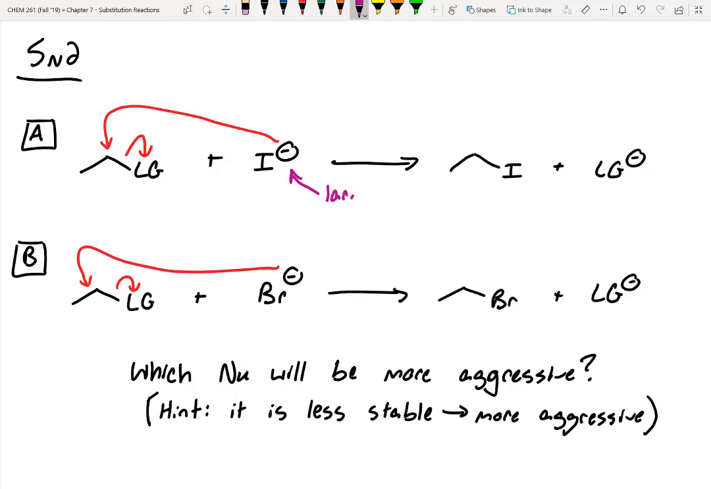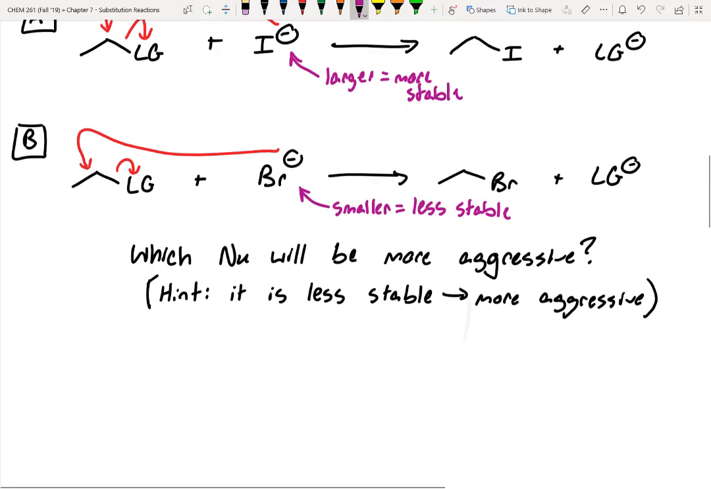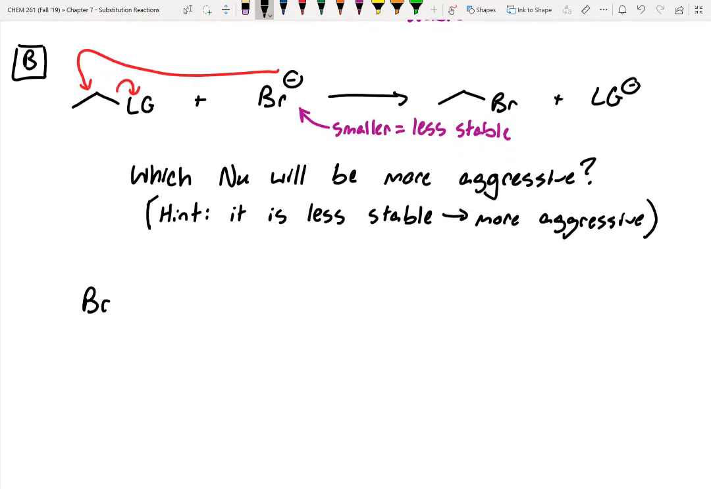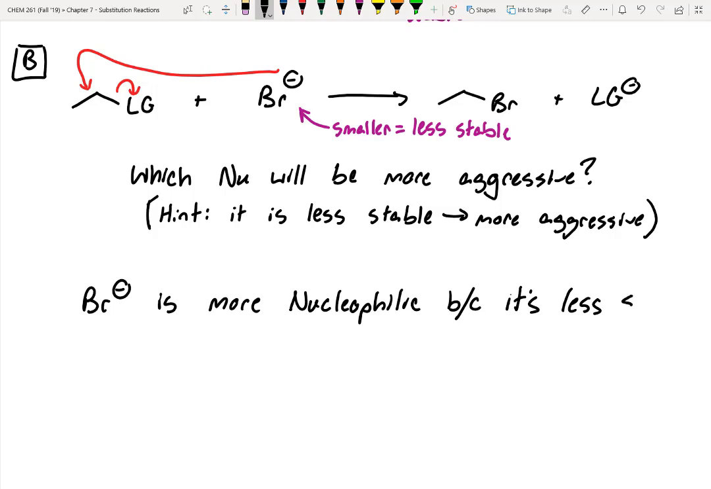Okay, so in this case, which one's larger? So this is larger, equals more stable. This one will be smaller and less stable. All right, so in this case, Br minus is more nucleophilic because it is less stable. Let me put an important note here.